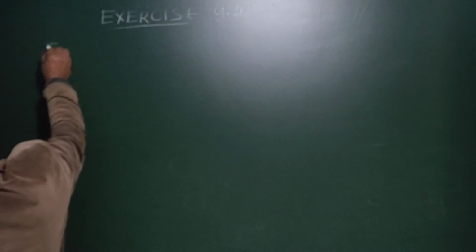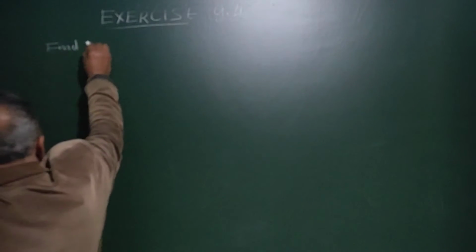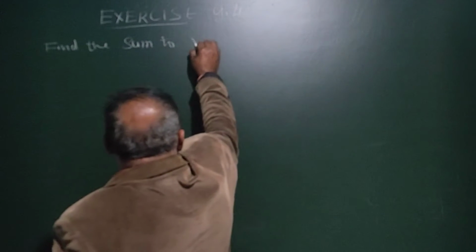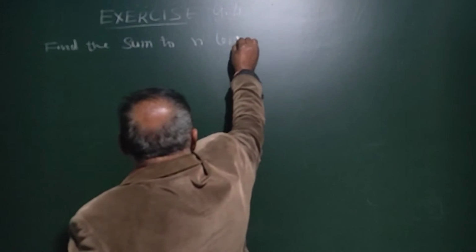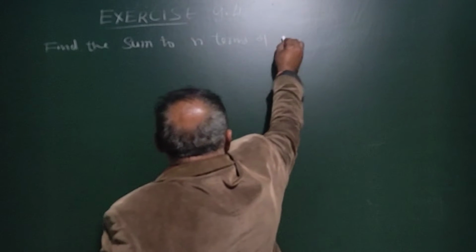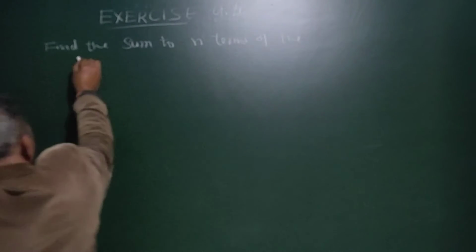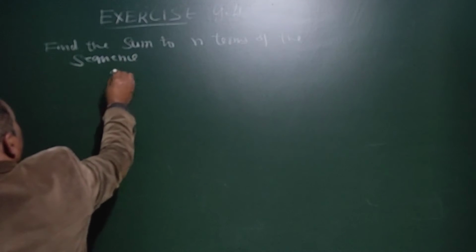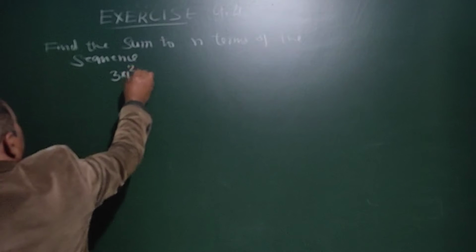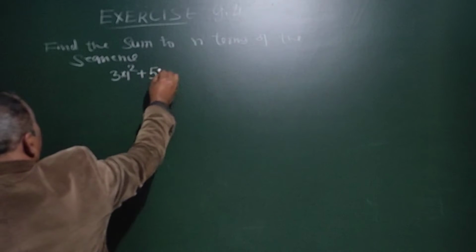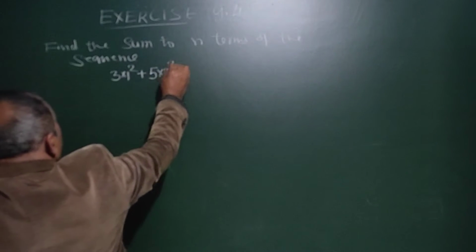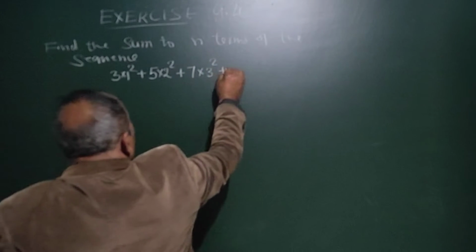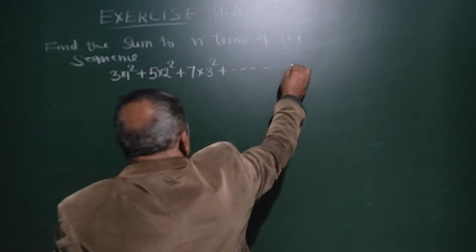Find the sum to n terms of the sequence 3 into 1 square plus 5 into 2 square plus 7 into 3 square plus and so on up to n terms.